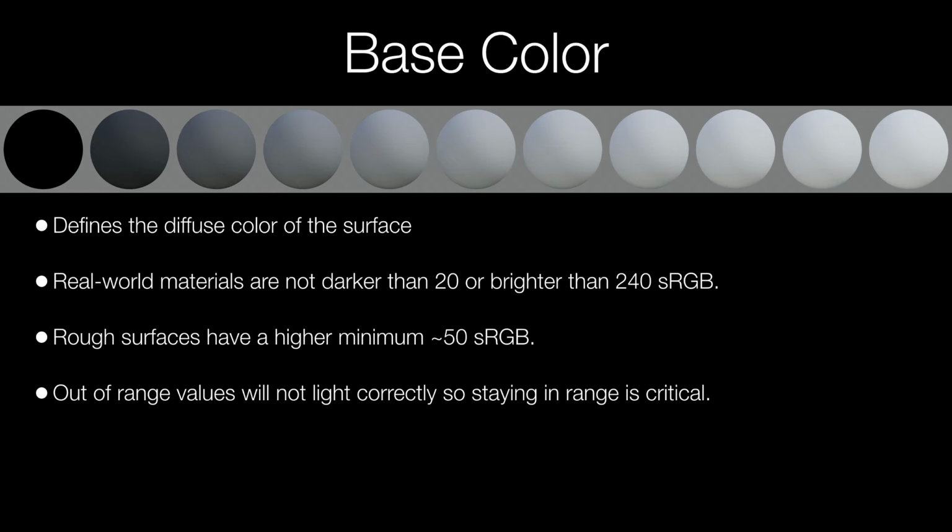Now, if your object is really rough, that dark range increases up to 50. So objects that are really smooth can go all the way down to 20, but if the surface is rough, it needs to not be darker than about 50. And like I said, out of range values won't light correctly. So this base color is controlling the diffuse light of your object, both the indirect and the direct light.